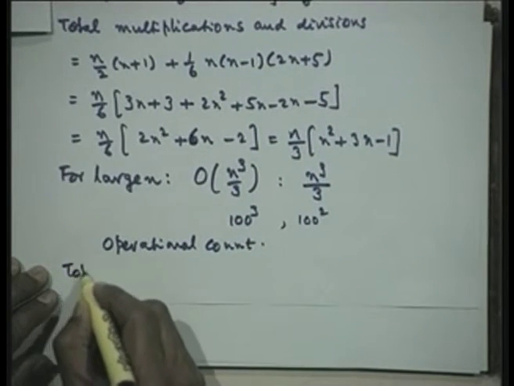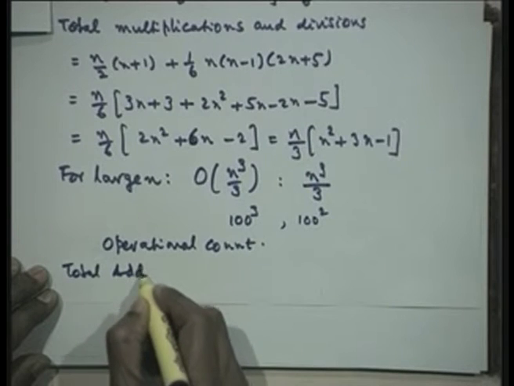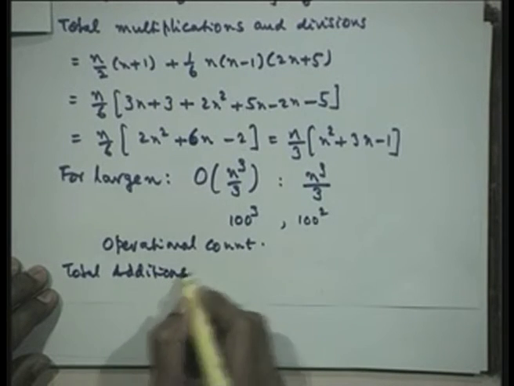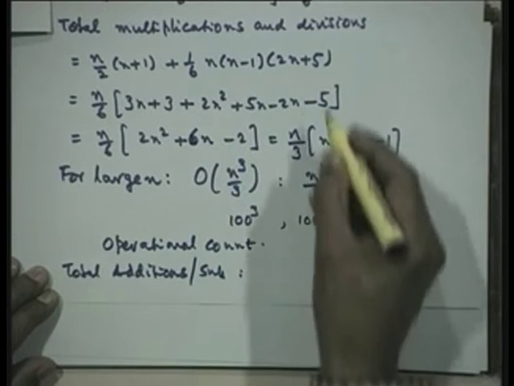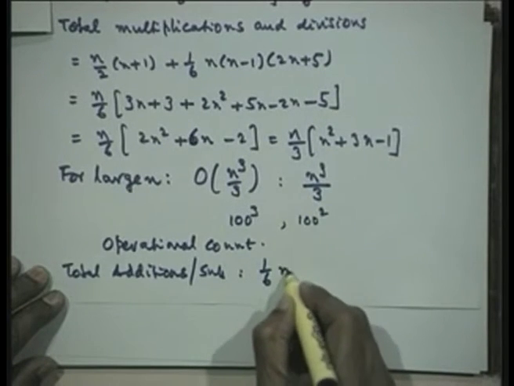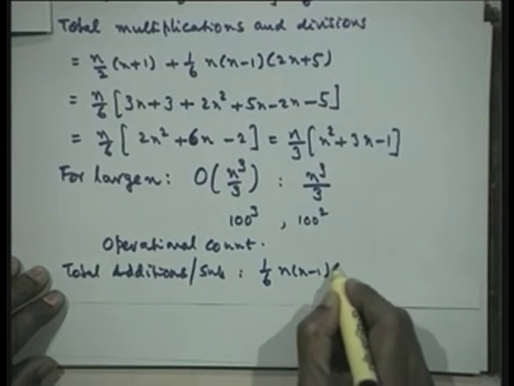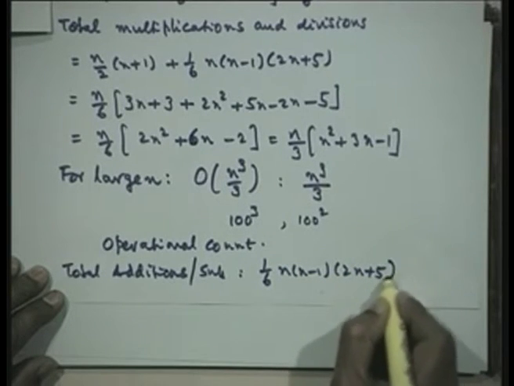Therefore, we will have total additions or subtractions will be 1 by 6 n into n minus 1 into 2n plus 5.